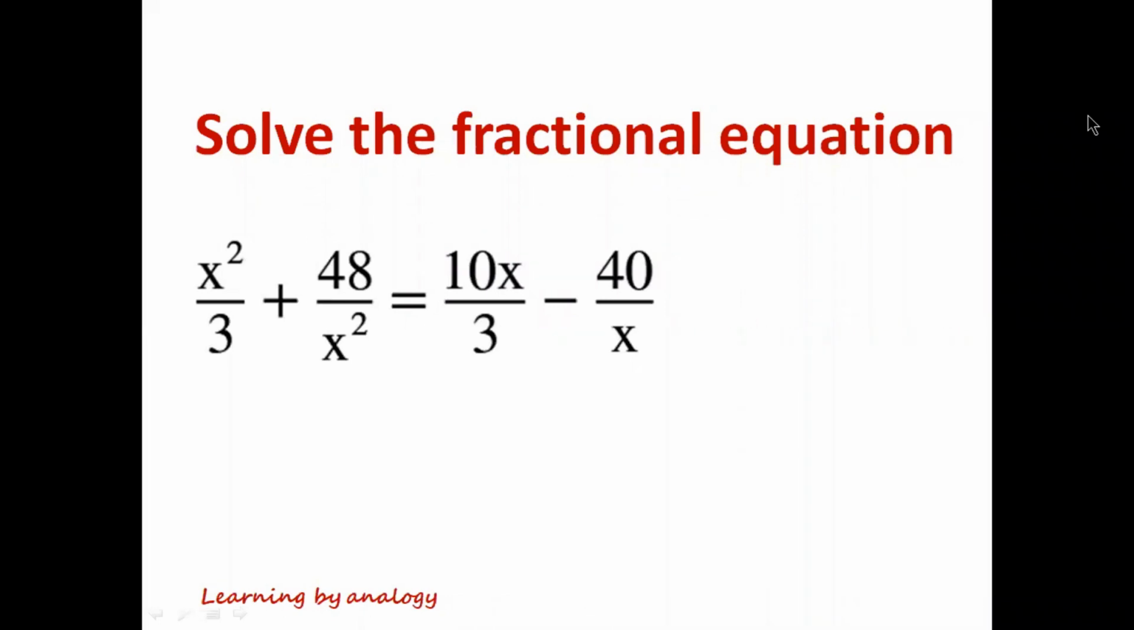Solve the fractional equation x squared over 3 plus 48 over x squared equals 10x over 3 minus 40 over x.